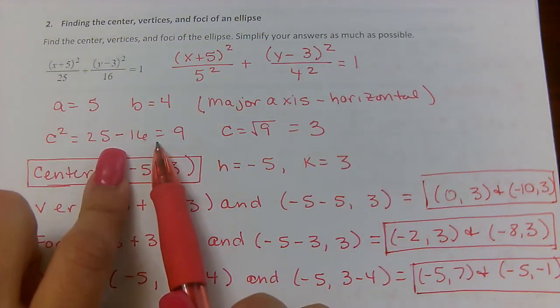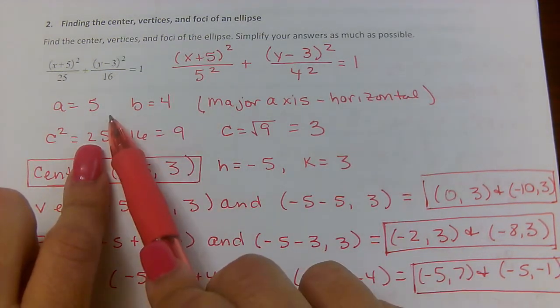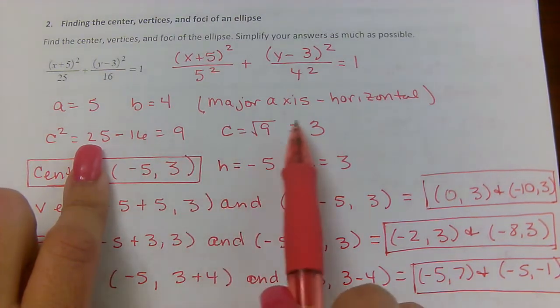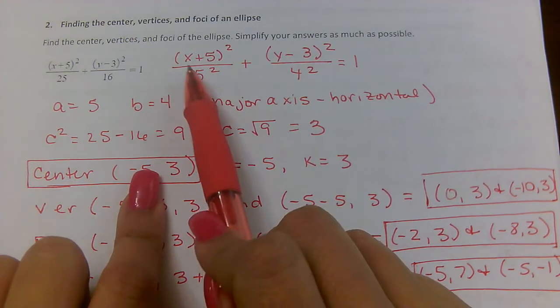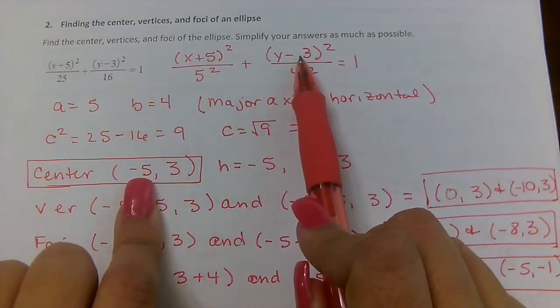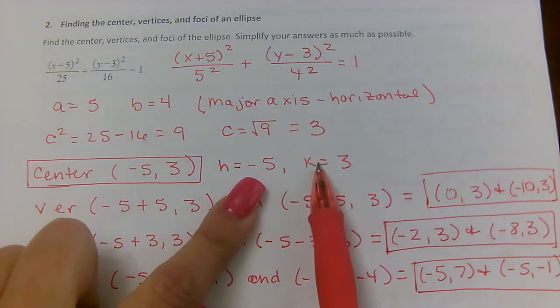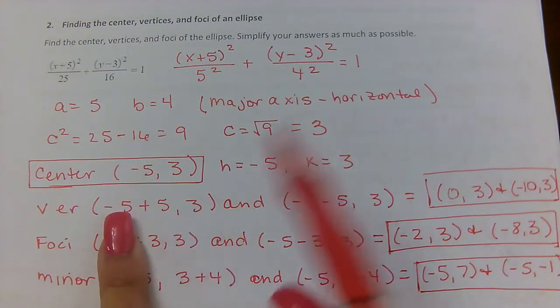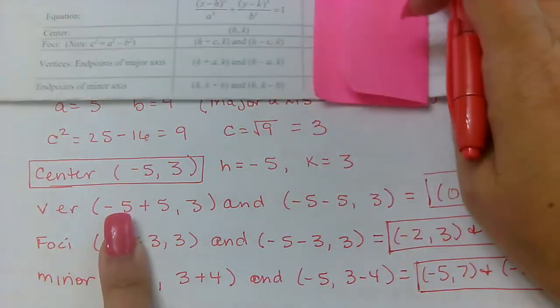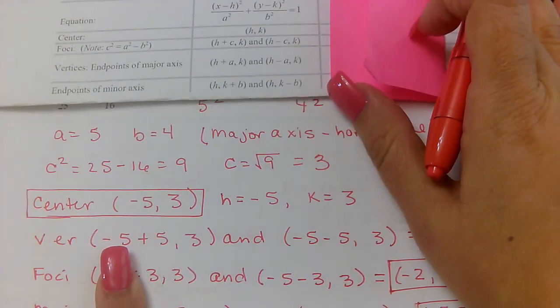I use the formula to solve for c. So 25 minus 16 is 9. So c is going to be equal to 3. Okay. Our center is going to be negative 5, positive 3. So identify my h and k here. When I do my vertices, I can go ahead and use the equations that I have on my formula sheet.